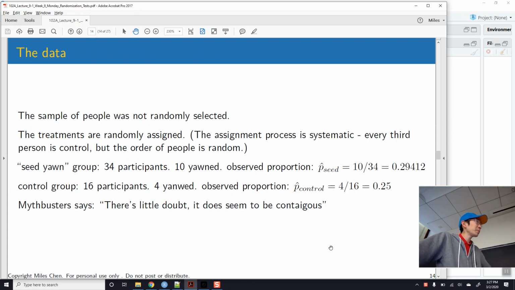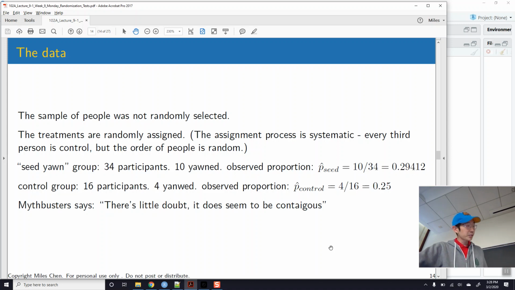The summary data is this. They had 50 people total, and they don't give the actual numbers, but based on what they said, I worked backwards to figure out these numbers. They said 29% of the seed yawn group yawned, and 25% in the other group did, and that basically 2 out of 3 got a seed yawn, and every third was a control, okay?